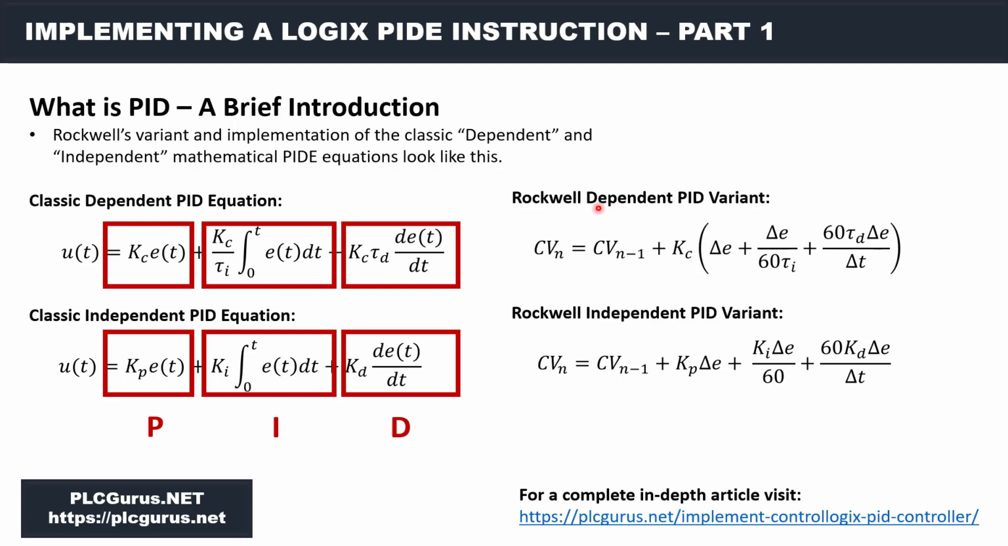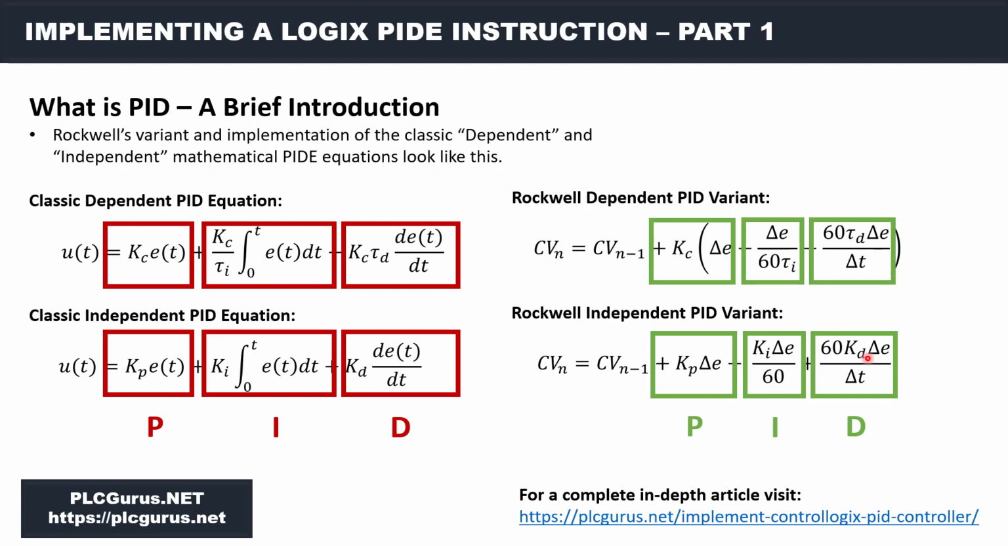So you can see here the independent form, again, really looks very similar to the classical equation. Again, we're using the previous CV value to compute the next value. So it almost is recursive in nature. And then we have the Kp, Ki, Kd values. So with that, there's your PID terms in this equation, okay?